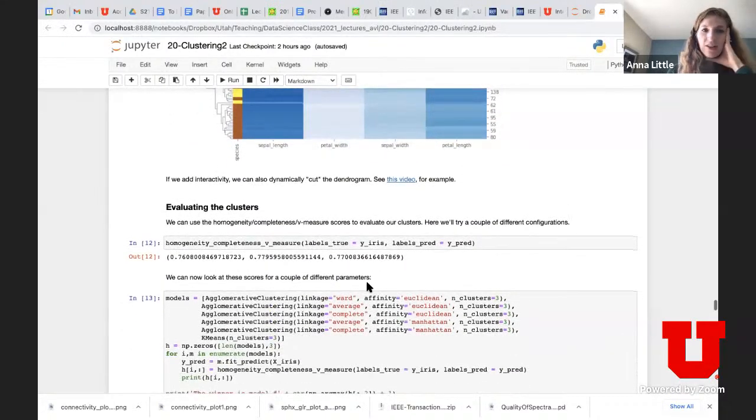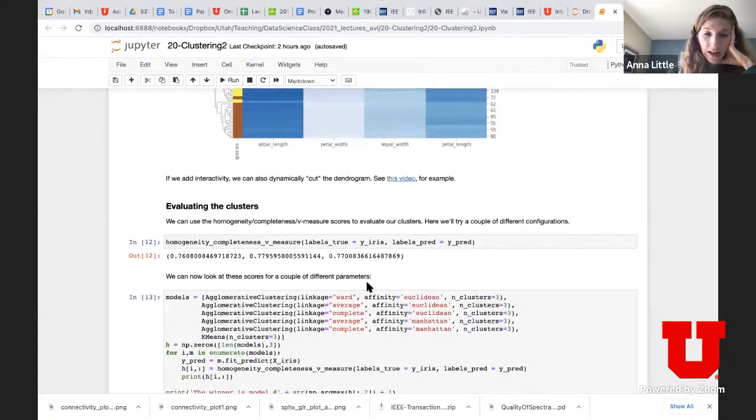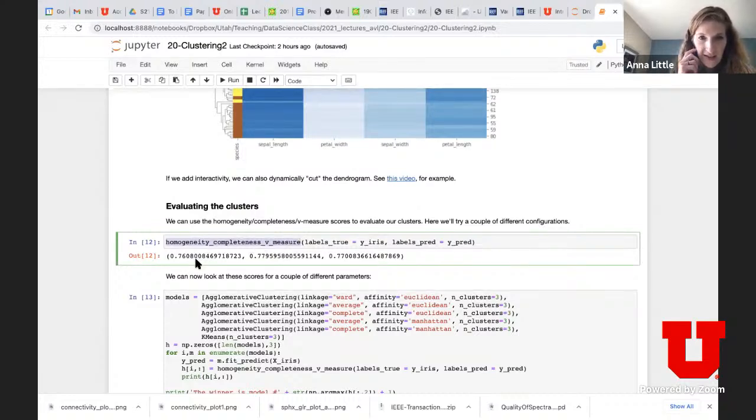Okay, so let's talk a little bit more also about evaluating the clusters. We've talked about some different metrics like homogeneity, completeness, and V-measure scores. Here we'll try a couple of different configurations for these metrics. You can call homogeneity, completeness, V-measure, and that will output all of those metrics, which is nice. Again, the most important one would be the combination here, but for this data, they're all rather similar.